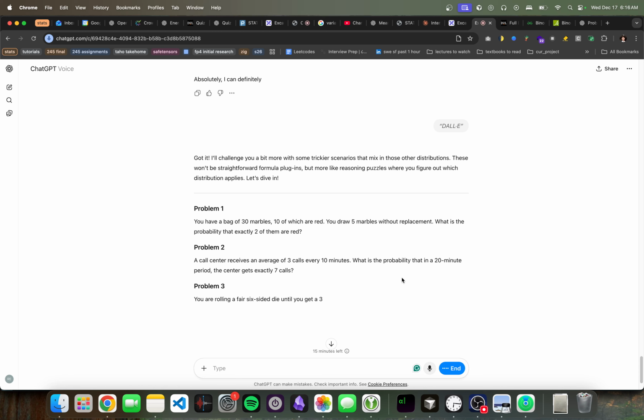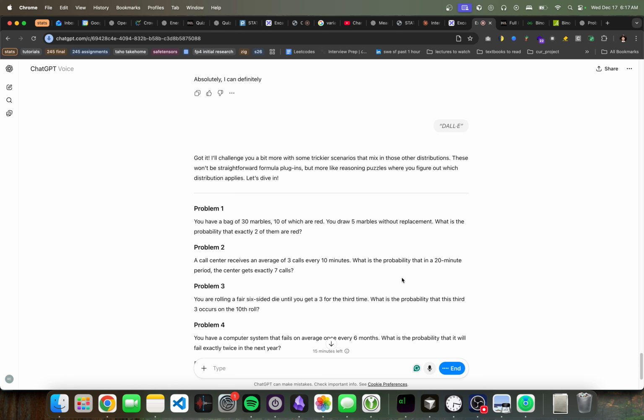Number 3. You are rolling a fair six-sided die until you get a 3 for the third time. What is the probability that this third 3 occurs on the 10th roll? Number 4, you have a computer system that fails on average once every 6 months. What is the probability that it will fail exactly twice in the next year? Number 5, a deck of 52 cards is well shuffled. You draw cards one by one, and you want to know the probability that the first ace appears on the 10th draw.